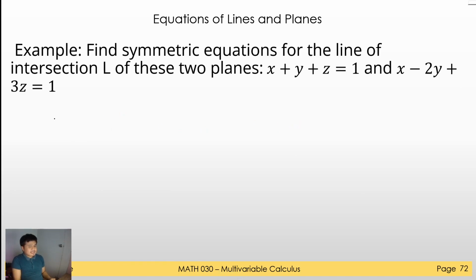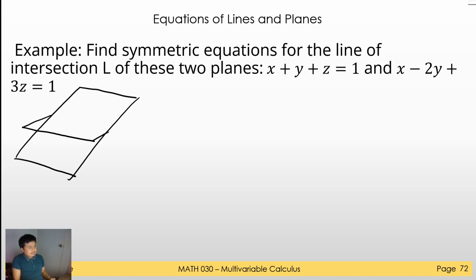So we have two planes. Let's just imagine two planes. I won't draw this exactly. This is the first plane, and then let's say we have another plane. So they have some intersection. I did not draw this perfectly, but as you can see, these two planes have an intersection, which is a line. This line L is what we are trying to find. The symmetric equations of this line L is what we are trying to find. So how do we do that?